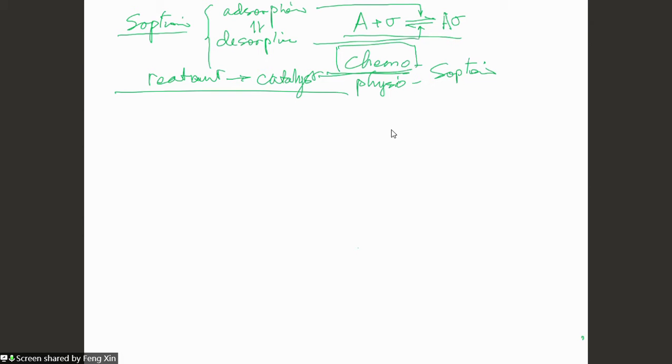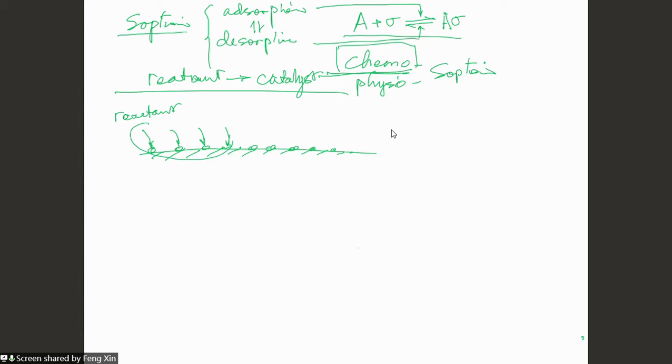So let's look at the chemical adsorption. This is the catalyst surface. On the catalyst surface, there are many active sites. For example, this is the active site. Then the molecule of reagent or product is adsorbed on the active site.